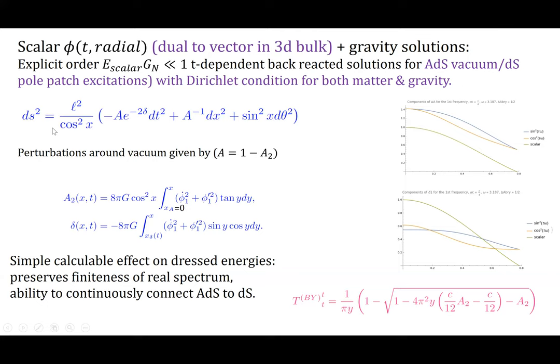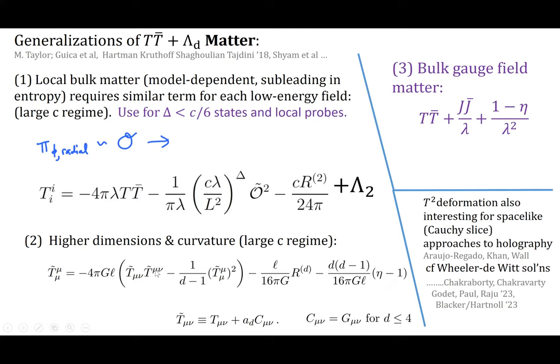Maybe a small question. In the last slide, with this T squared deformation in higher dimensions, if I replace T by this pi of gravity, this momentum, it looks like the Hamiltonian constraint, the deformation itself. Is there any relation between them?